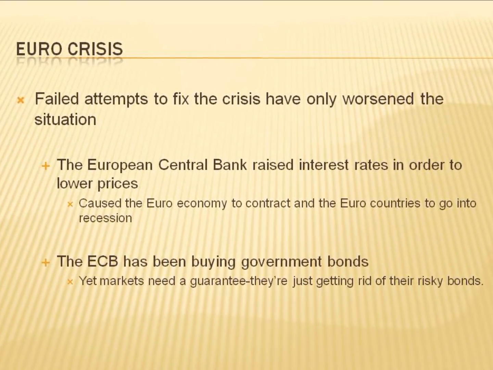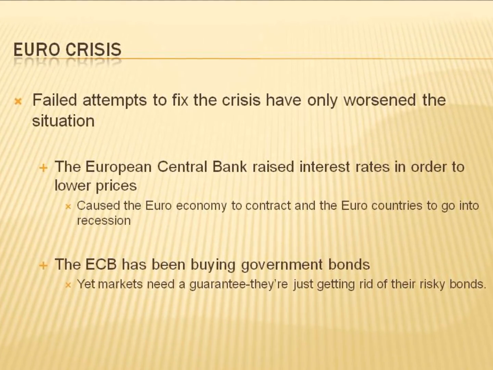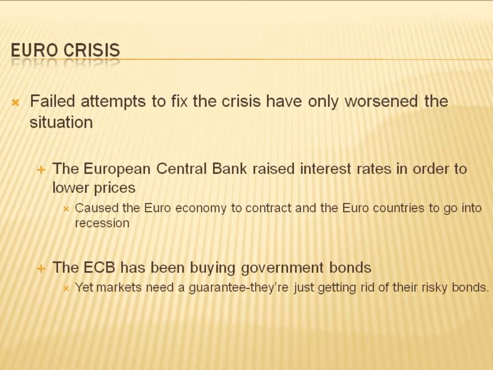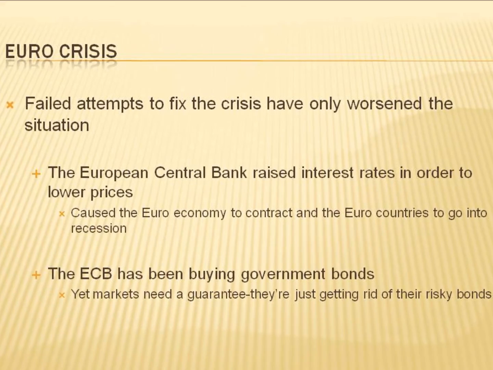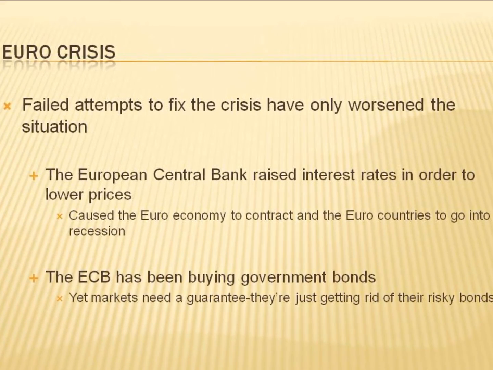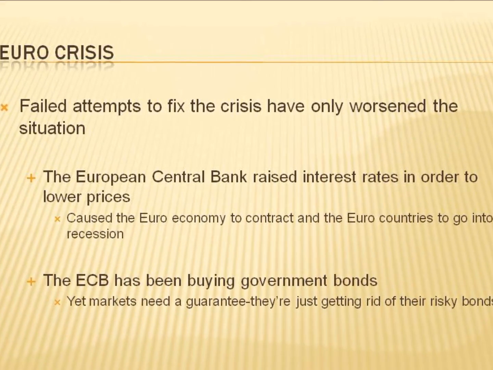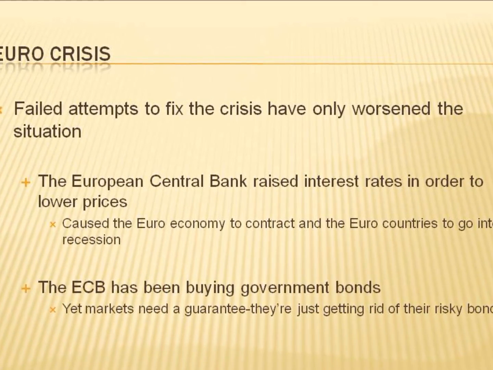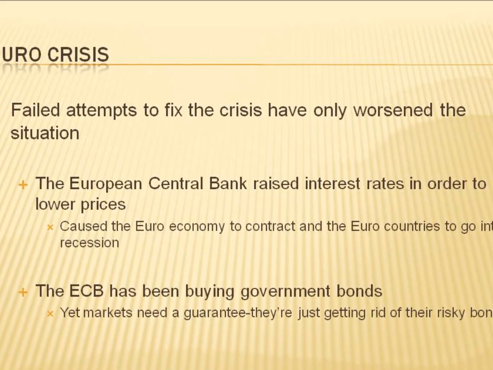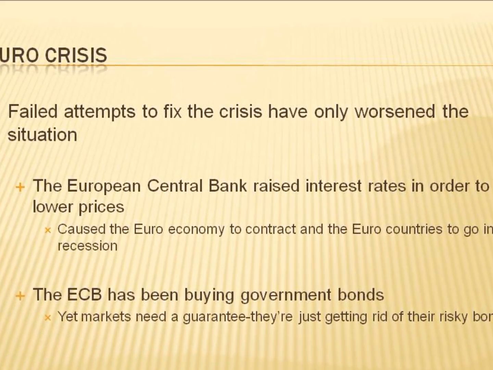Failed attempts to fix the crisis have only worsened the situation. The European Central Bank raised interest rates in order to lower prices. This caused the euro economy to contract and the euro countries to go into recession. The European Central Bank has been buying government bonds. Yet, markets need a guarantee. They're just getting rid of the risky bonds for now.